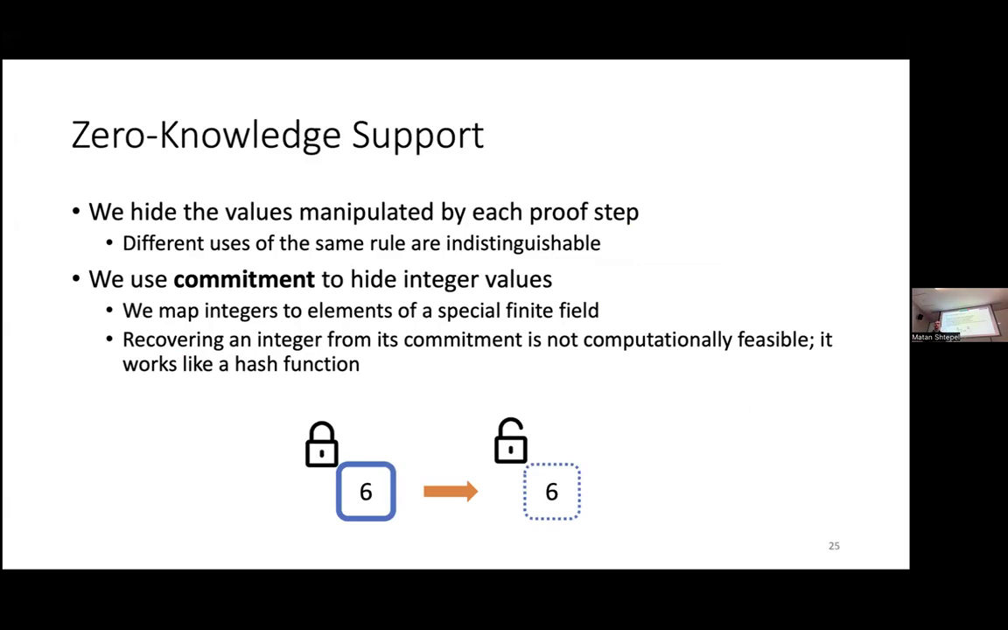We hide the values manipulated by each step in our proofs to make different uses of the same proof rule indistinguishable from each other. We achieve this using a cryptographic technique called commitment to hide the integer values in our proofs. When we commit an integer, that means we map it to an element of a special finite field such that recovering an integer from its commitment is not computationally feasible. You can think of it as working like a hash function in that regard, although the analogy isn't perfect.